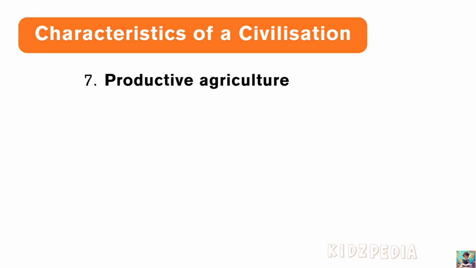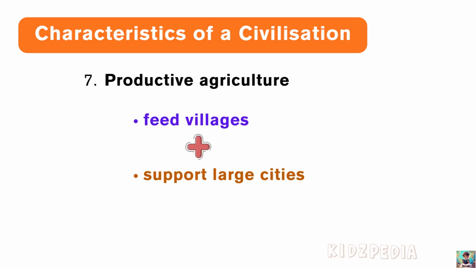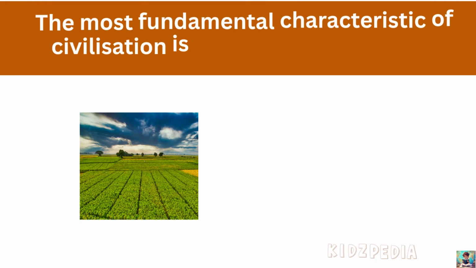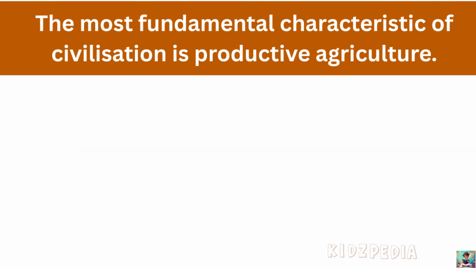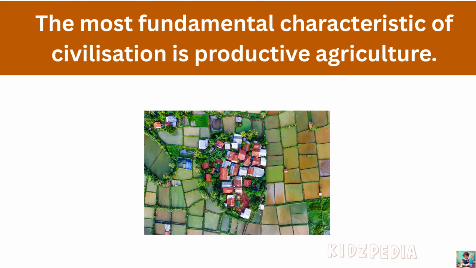Then the most fundamental characteristic, that is productive agriculture. Agriculture must be strong enough to feed villages and support large cities as well. This is because agriculture provides food, which is the basic need of humans. When there is enough food, people can settle in one place, villages and cities can grow.